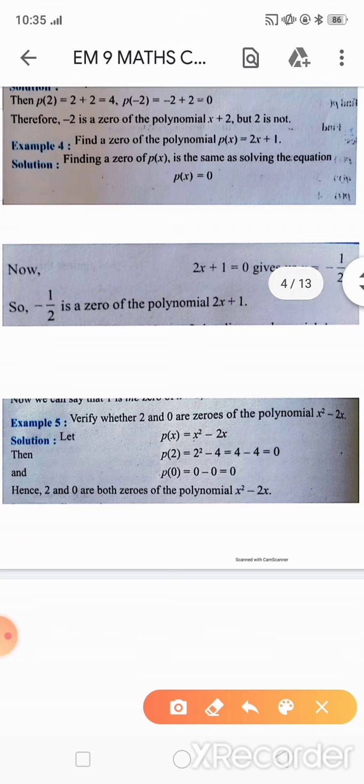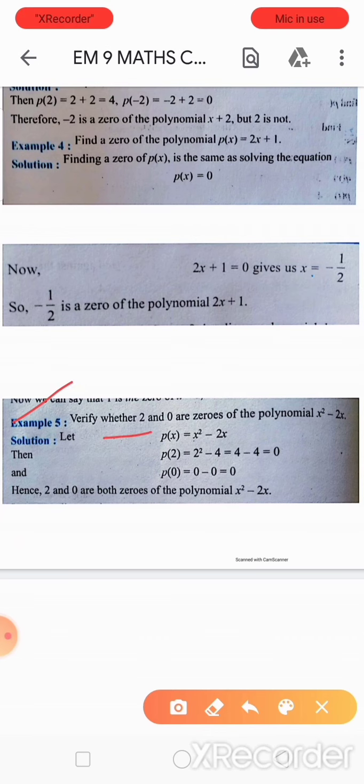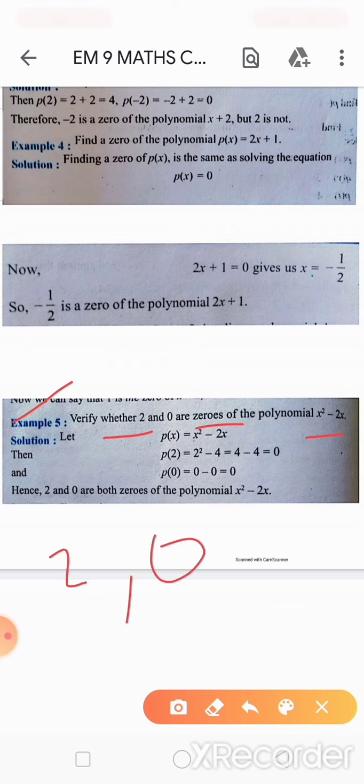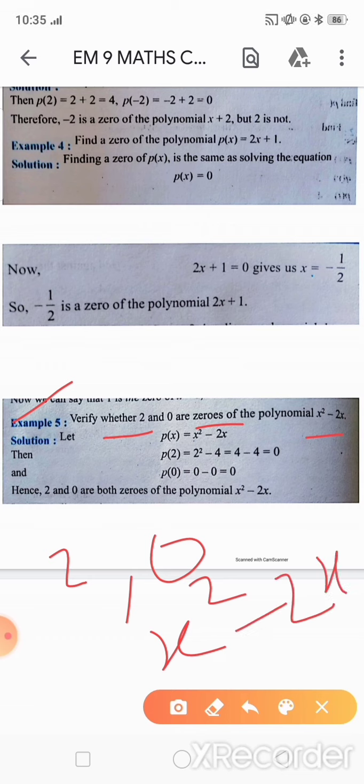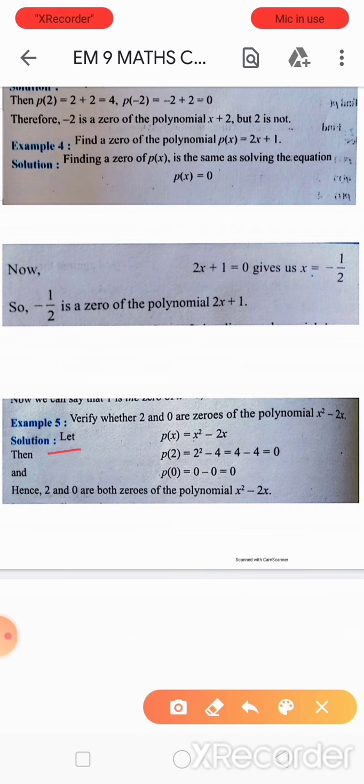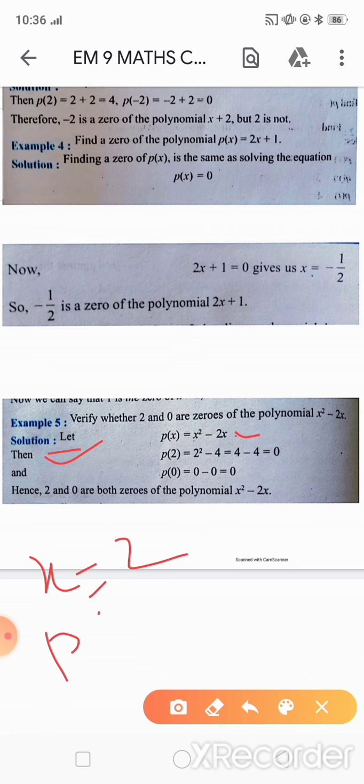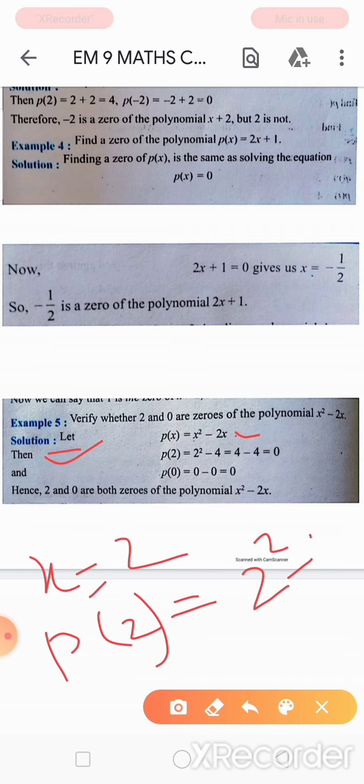Next example, example number 5. Verify whether 2 and 0 are zeros of the polynomial x square minus 2x. We have to verify that the values 2 and 0 are zeros of the polynomial, and our polynomial is x square minus 2x. So we start to solve. In the solution we write, let our polynomial p of x be equal to x square minus 2x. Then for the value of x equal to 2, we write p of 2 is equal to, substituting the value of x, 2 square minus 4, which means 4 minus 4 equal to 0.